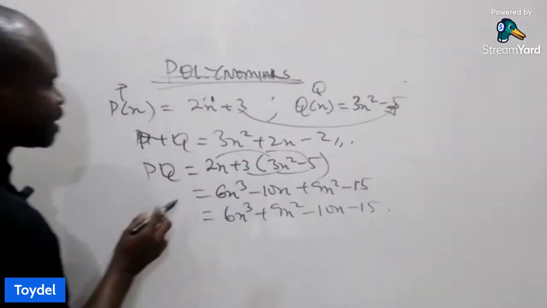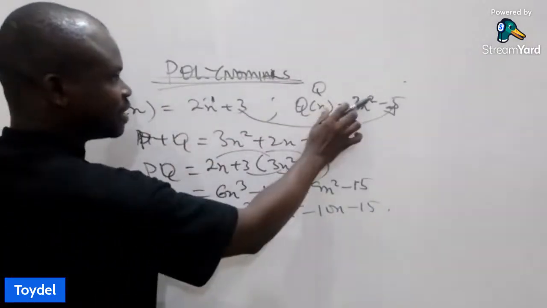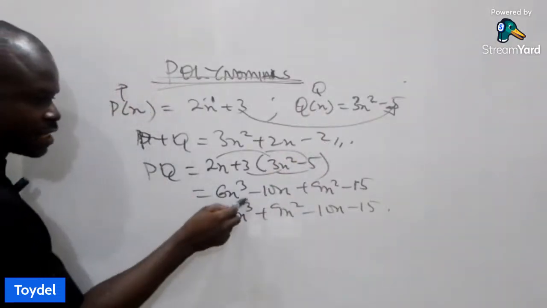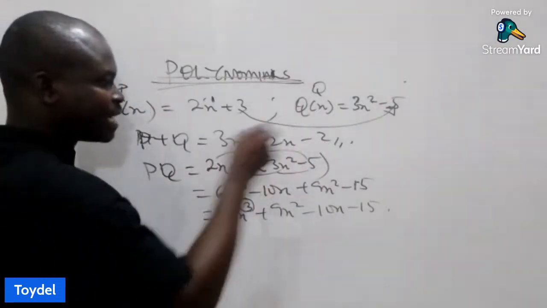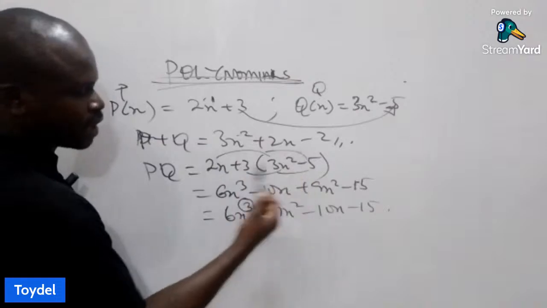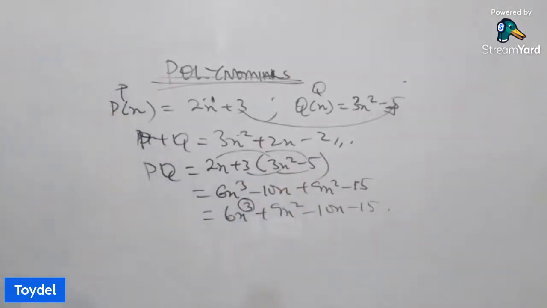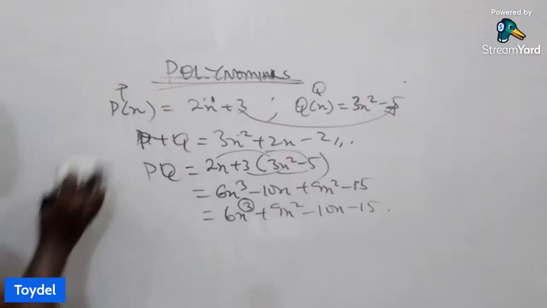You realize that under addition, the highest degree is just the highest degree in the question. But under multiplication, the highest degree is where you add the highest powers together. This is 1, 2, that's 3. We have seen the multiplication. Then if it is division, it has a law.